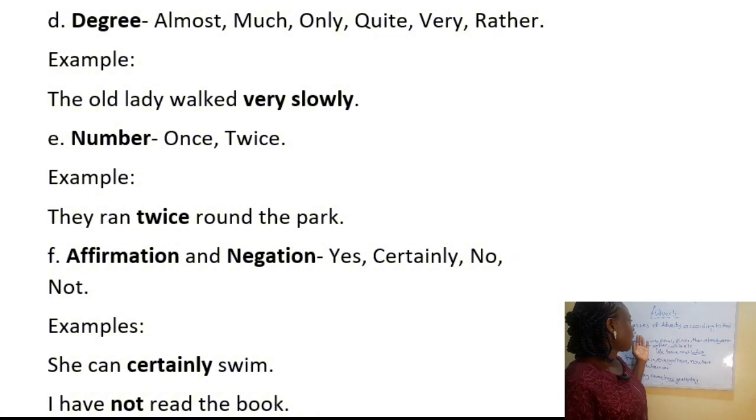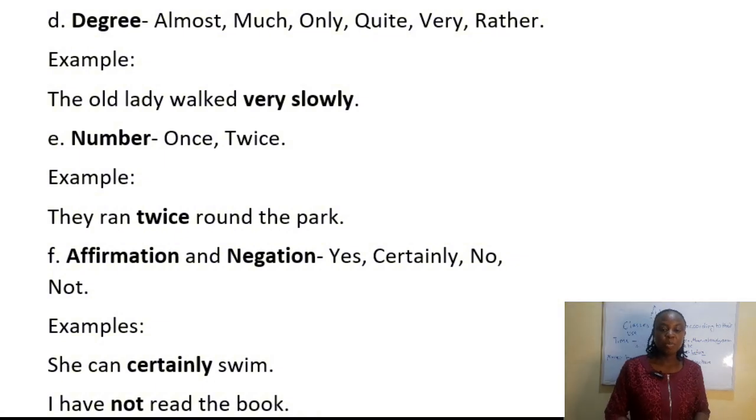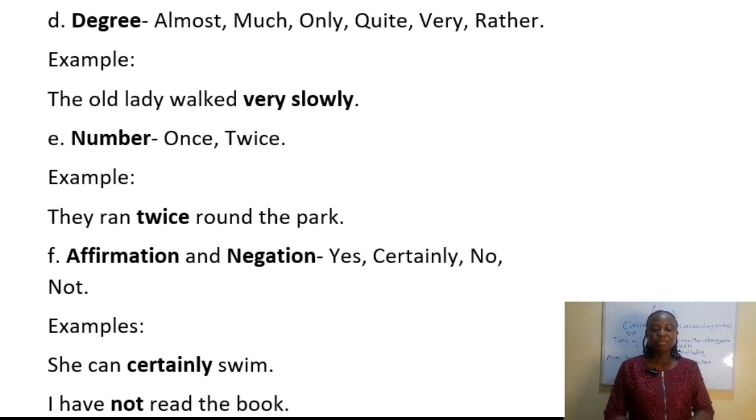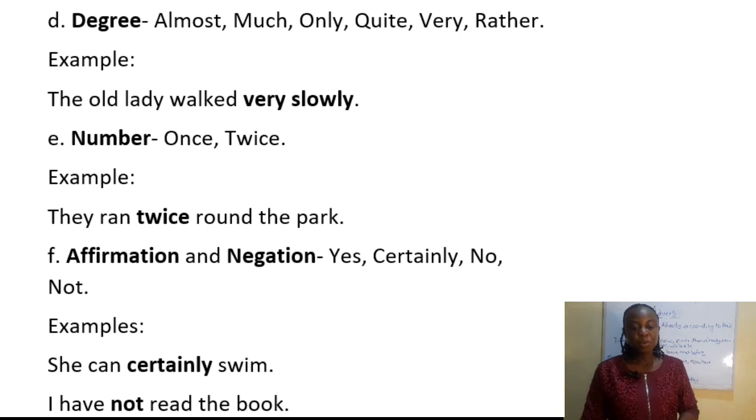Another class of adverb is the one that shows number. Examples: once, twice. Sentence example now: they ran twice round the park. The adverb there which shows number is twice.